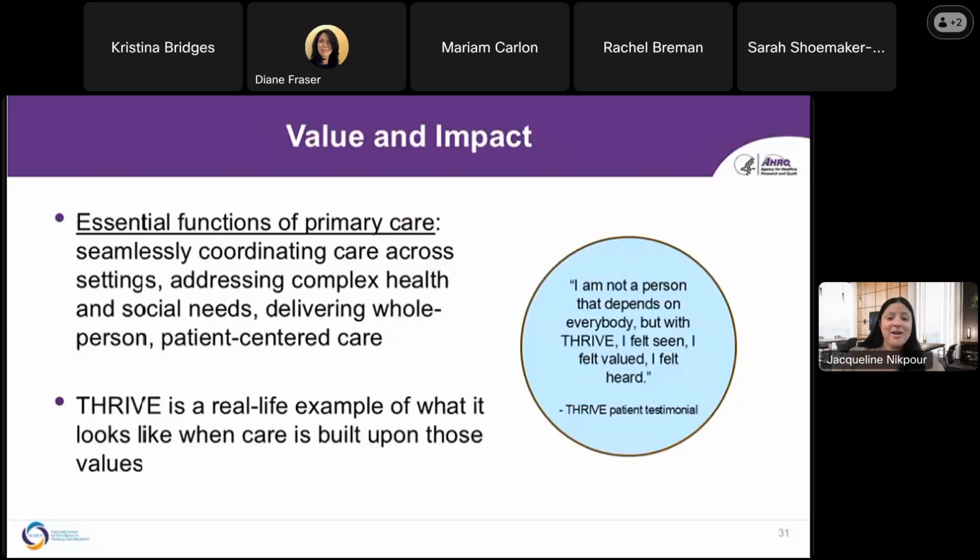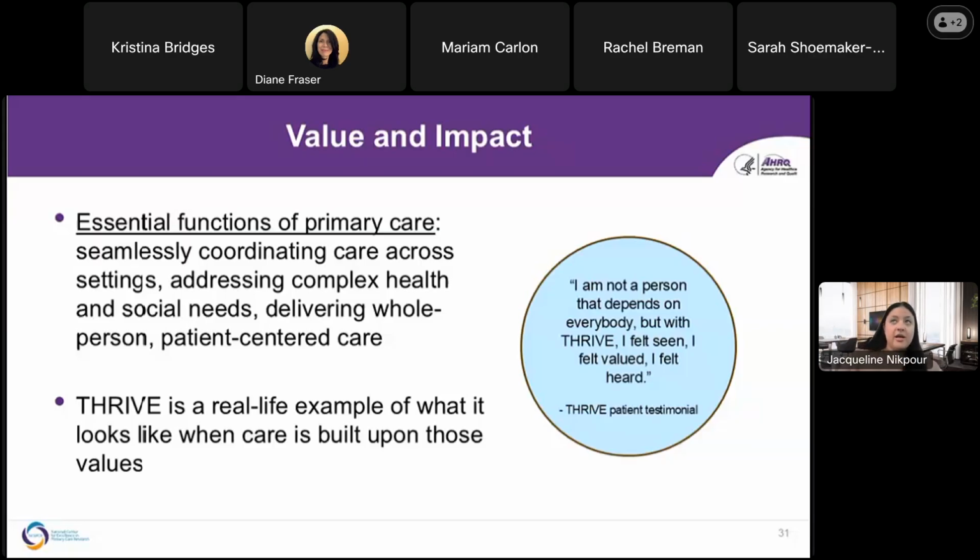So I would like to close just by underscoring the potential value of having a program like Thrive, particularly in primary care. We're all primary care stakeholders. My entire research career is in the primary care setting in some way. And so we know that a really high functioning primary care system includes well-coordinated care across settings, addressing complex health and social needs, and delivering whole person, patient-centered integrated care. And because we've seen really promising findings from Thrive, which really seeks to do exactly that, we've been able to work with the health system and are actively working on ways to continue integrating this program and having it become self-sustainable.